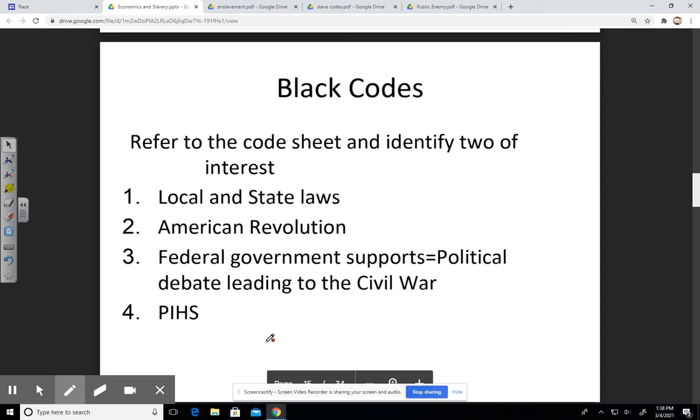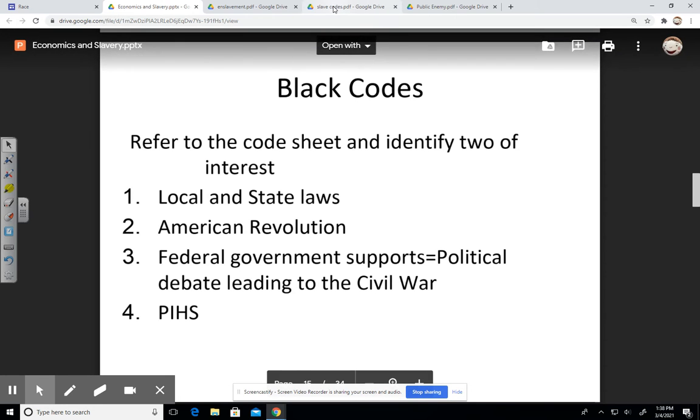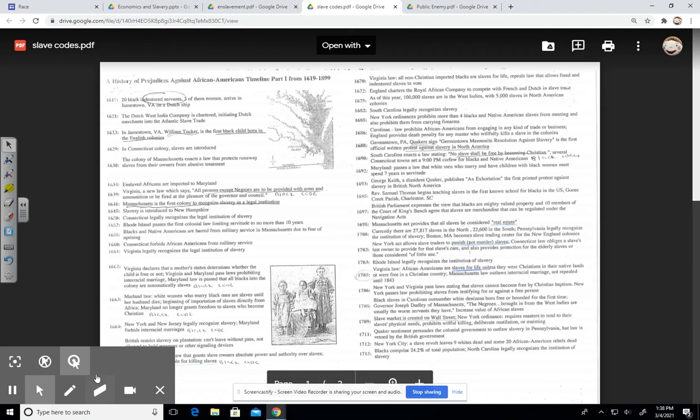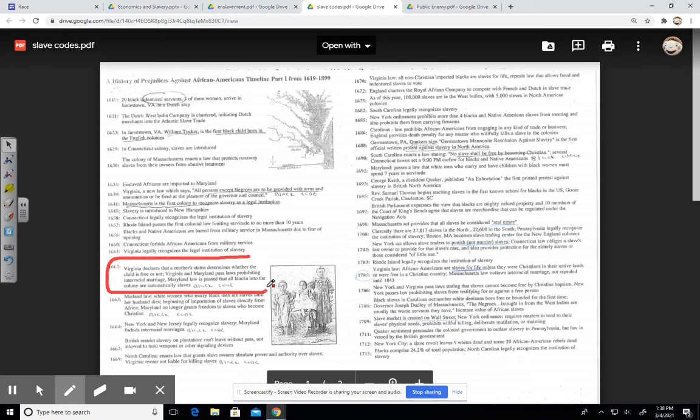And so just a quick recap here with regard to the black codes. Here we see a zoomed in version. So this was the one mentioned in the prior screencast. In Virginia, they declare that a mother's status determines whether the child is free or not. So that was a reversal. This was addressed in part one of the screencast.